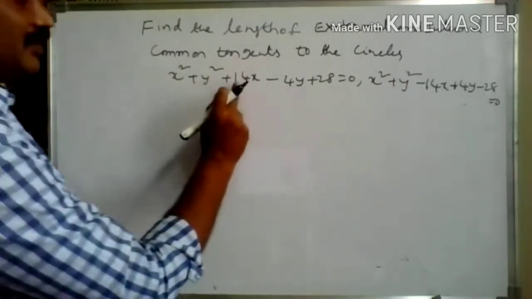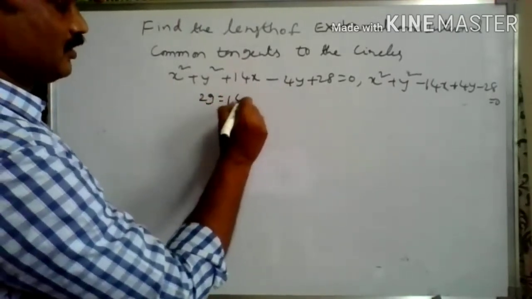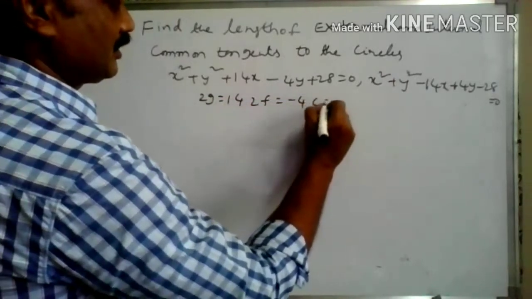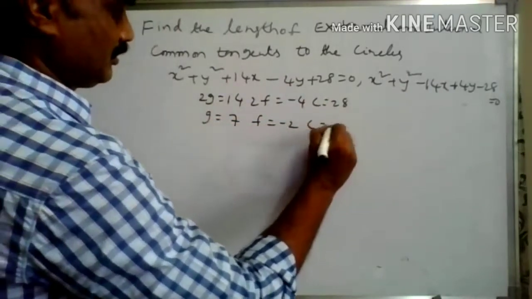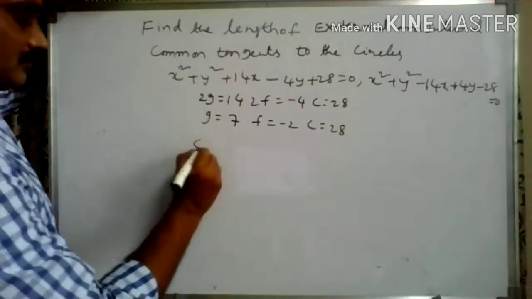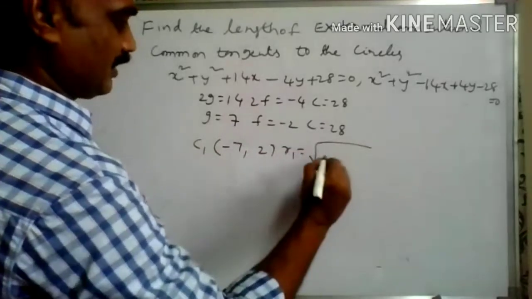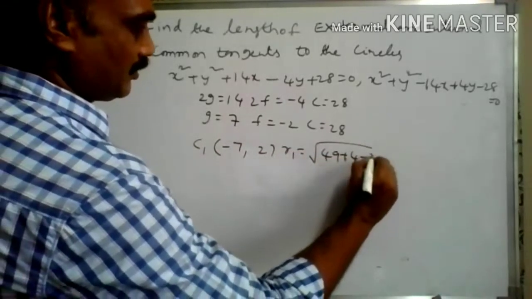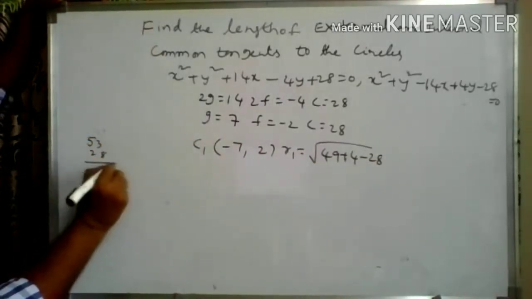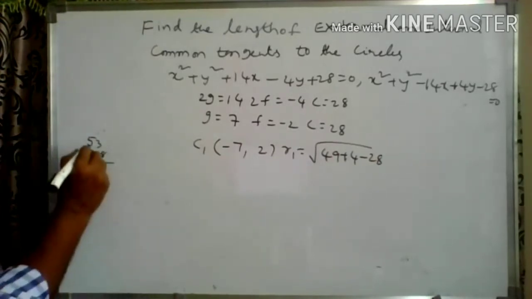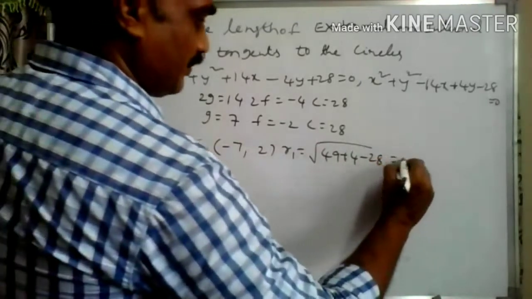Students, first calculate C1, C2, R1, R2. For C1, 2G is equal to 14, 2F is equal to minus 4, C value 28. So G value 7, F value minus 2, C value 28. C1 is minus G comma minus F, that is minus 7 comma 2. R1 is root of G square, 7 square 49, plus F square 4, minus C, minus 28. 49 plus 4 is 53, 53 minus 28 is 25, root 25 is equal to 5.